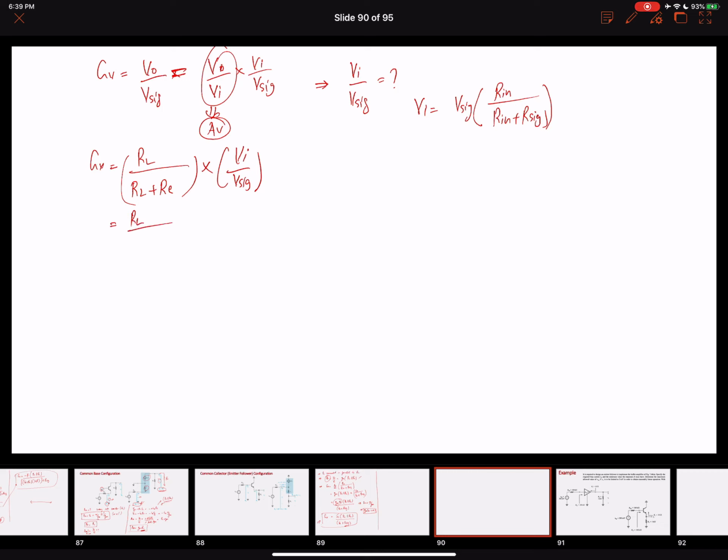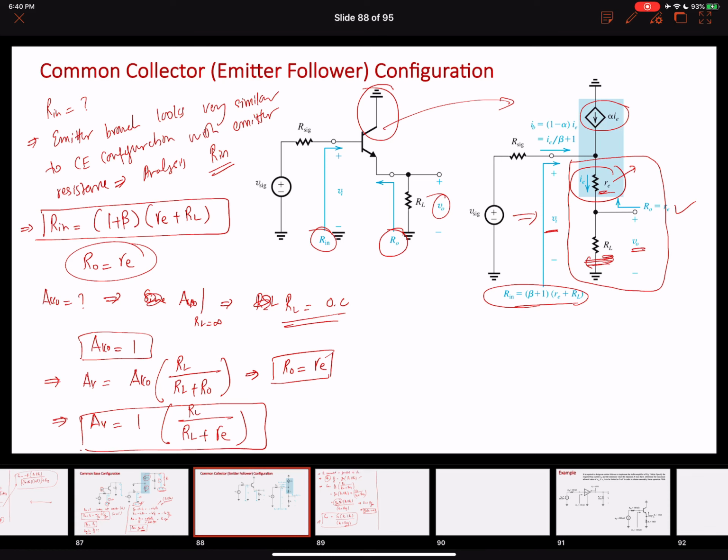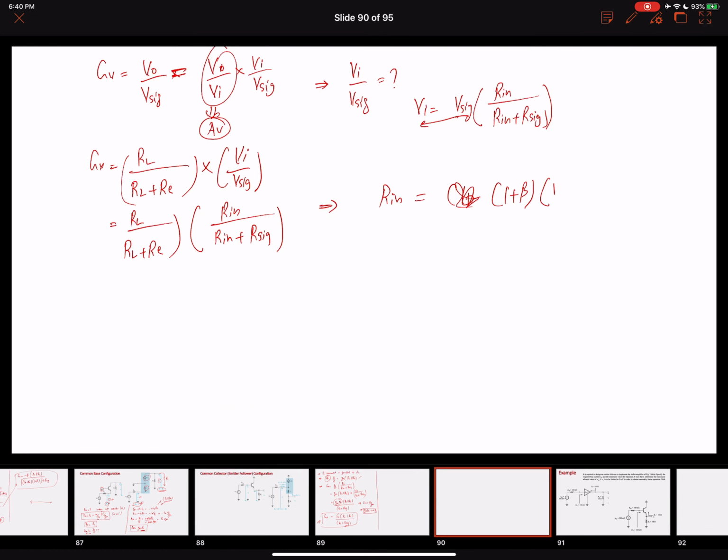So I'm going to write this thing down: (RL + Re) into Vi over Vs, or divide this by over here. You're going to be left with Rin over Rin plus R signal resistance. Now we know that the input resistance Rin is, we just find that out, 1 plus beta into, what were the two resistances in the emitter branch? The two resistances were Re plus RL. Okay, so Re plus RL. So we are going to put those resistances over here.